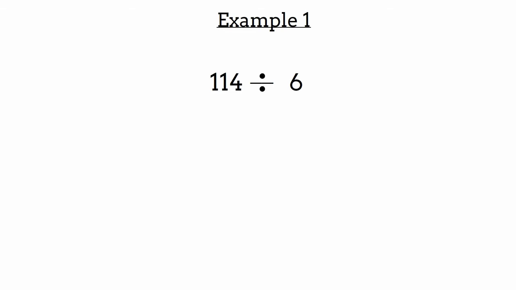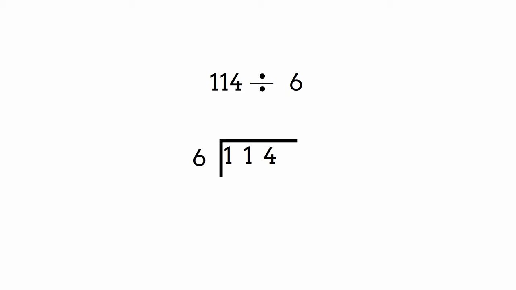114 divided by 6. The first thing would be to draw the bus stop. 114 goes into the bus stop, 6 stays out. Now let's start with the first number, 1. Can 6 go into 1? No, because 6 is bigger than 1. So we look at the first and the second number, which is 11. Can 6 go into 11? Yes. How many times? 1 time, remainder 5.